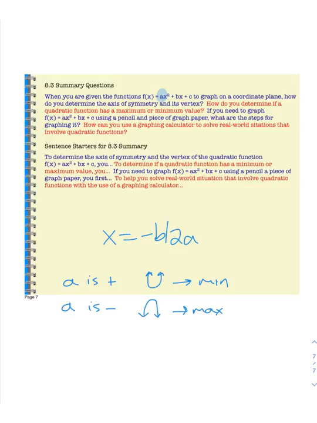If you need to graph using a pencil and piece of graph paper, some steps for graphing it could be to find the vertex and then use the y-intercept, and know that that y-intercept is then reflected using the axis of symmetry. You could also graph it on Graph and Calc, and that can help us to solve some real-world situations.